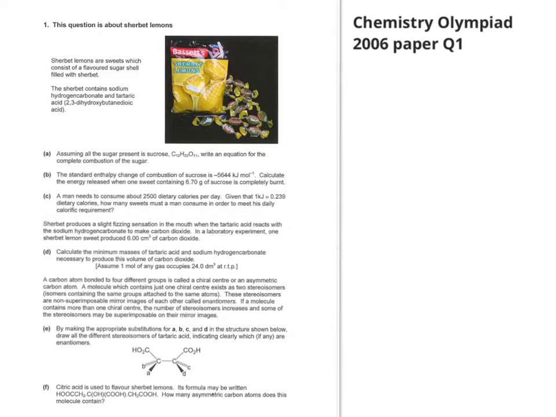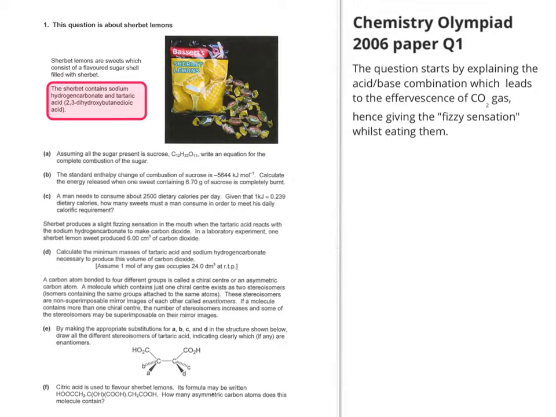This is the first question, and it's about sherbet lemons, so obviously a nice start to the paper. It starts off by talking about the main ingredient in sherbets that gives them their classic fizzy sensation on the tongue. So we're looking at 2,3-dihydroxybutane-dioic acid.